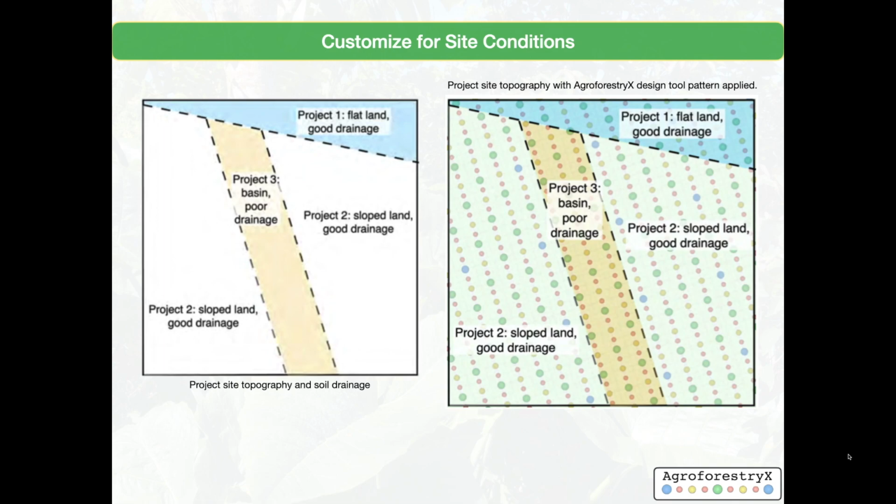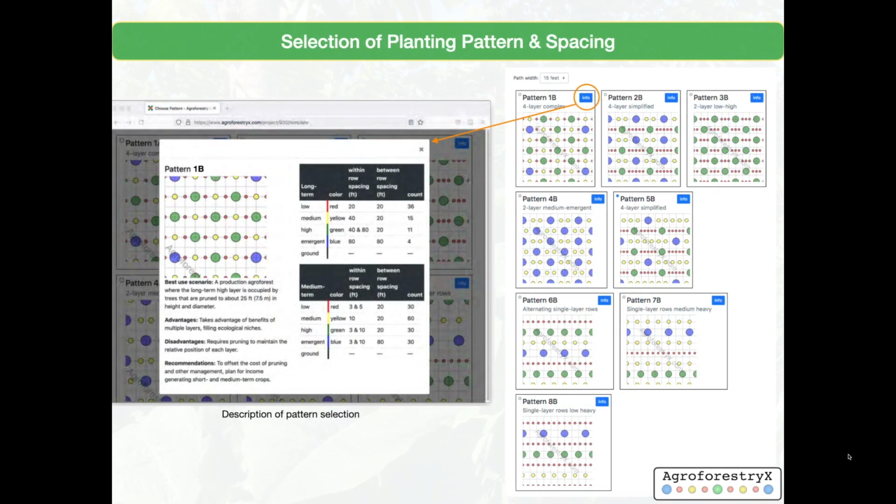Each topographical and soil drainage type found on a project site can be designed as a distinct project within the design tool environment. The corresponding pattern is applied to the farm map as needed. For each project, a planting pattern and path width dimension is selected. Each pattern has its advantages and disadvantages. Guidance about each pattern, including best use scenario and recommendations, is available by clicking the Info button.